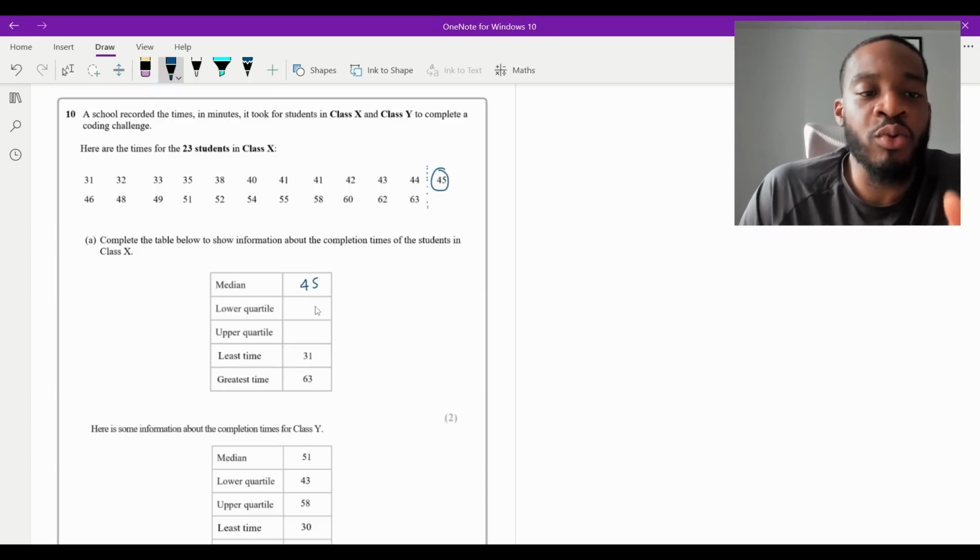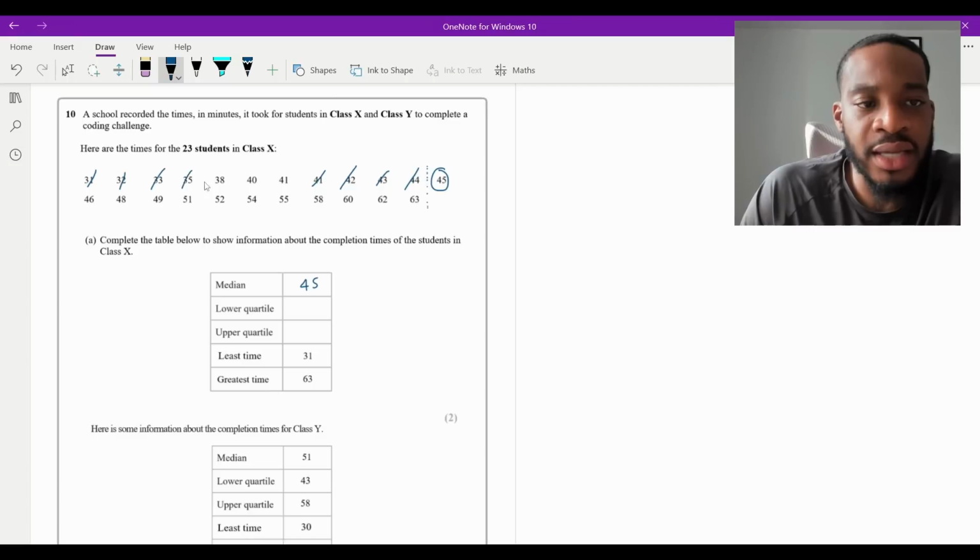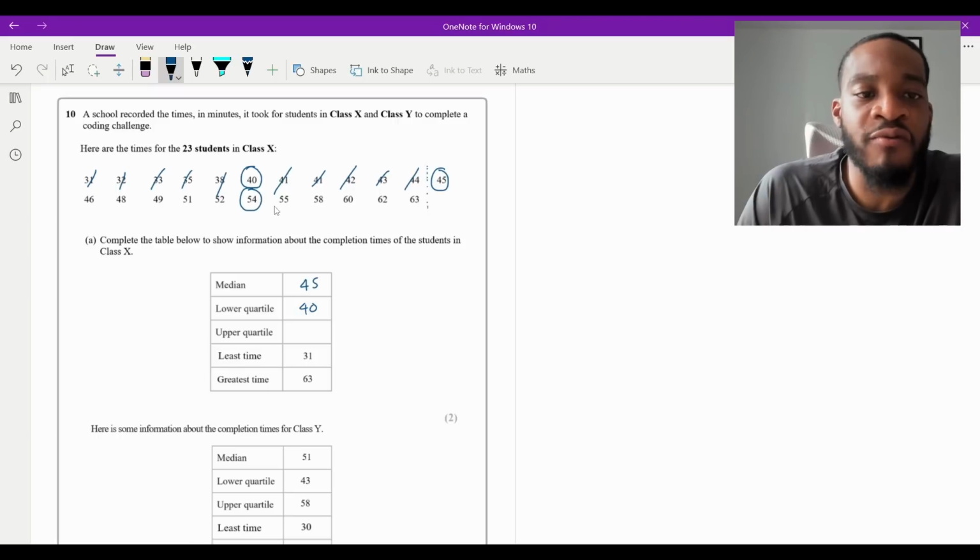Now the lower and upper quartile are just going to be the middle values of each of these rows. So the lower quartile will be the middle value from the top. Let me just cross these out, cancel, cancel, cancel, and we get here. So the lower quartile must be 40. And similarly, the upper quartile is going to be 54, the middle value of all of the values to the right of the median. So we're going to have 54 here.